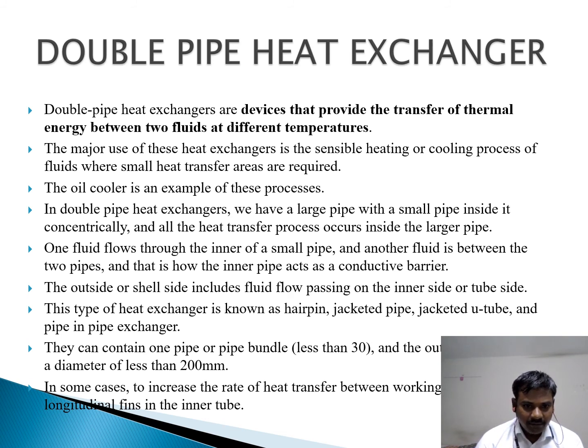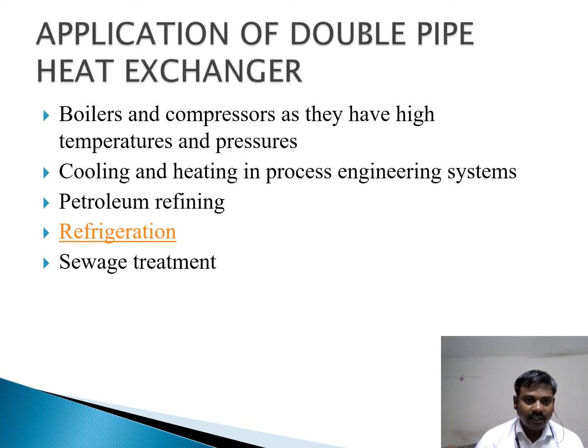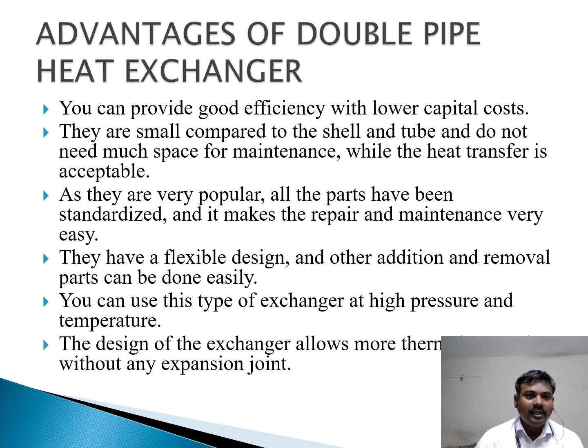The diameter will be less than 200 mm. You have to use a pipe diameter of less than 200 mm, and only then can you increase your heat transfer rate and heat transfer coefficient. These are the main applications of a double pipe heat exchanger: boilers, compressors, cooling and heating processes in engineering systems, petroleum refineries, refrigeration, and sewage treatment. We mainly use the double pipe heat exchanger in sewage treatment because it costs very little compared to a shell and tube heat exchanger.